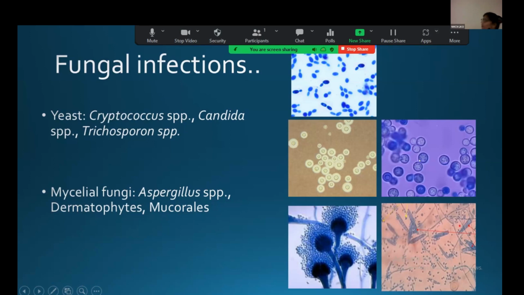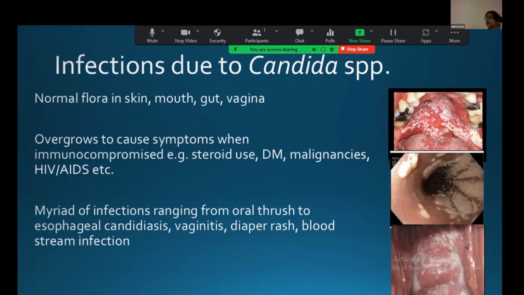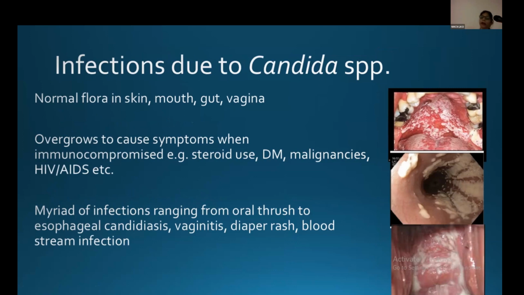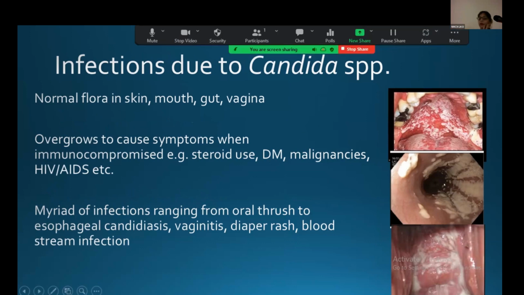There is another staining where these cells appear blue. Then these are Aspergillus filaments, and these are dermatophytes, which have very thin filaments, plus they have spores also, macroconidia, which are distinguishing features of one species from other species. So now coming on to infections due to Candida species, it is normal flora in skin, mouth, gut, and vagina, and it overgrows to cause symptoms when immunocompromised conditions occur, for example, from steroid use, diabetes mellitus, malignancies, HIV, etc. So this is oral thrush, esophageal candidiasis, then vaginal candidiasis. The infections range from oral thrush to esophageal candidiasis, vaginitis, diaper rash, and even bloodstream infections.